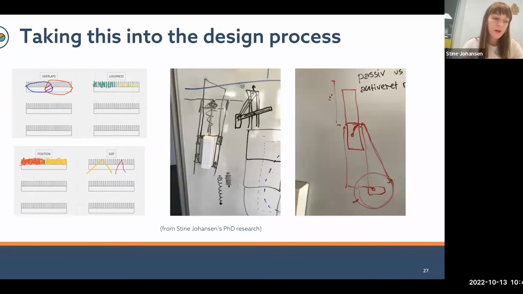So the next part of this relates to how we might use some of these things in our design processes. And I just wanted to take a step back and share these pictures from my own PhD research. So this was from a prototype development that I did a couple of years ago.